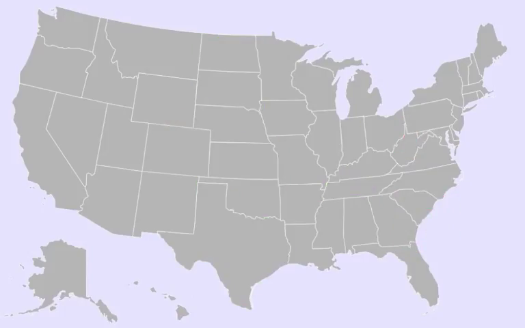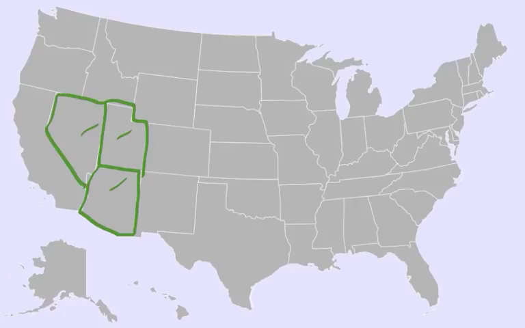Let's do this one, that's Arizona. This one, that's Utah. And this one is Nevada. 1, 2, 3. So we got 3 states there. And now let's pick a different group of 6 states here.